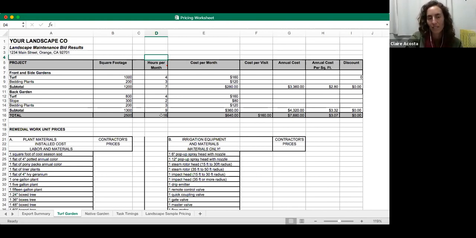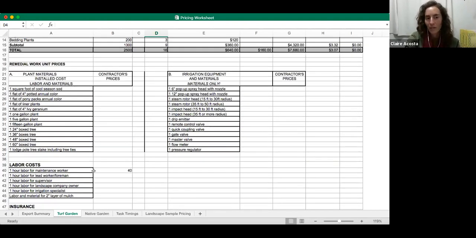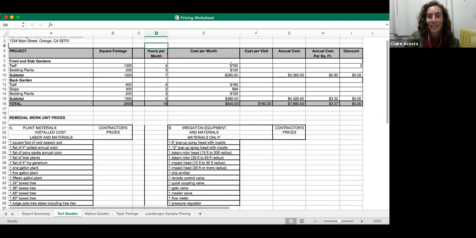You've got a total of 16 hours per month for this site, which is technically about 4 hours per visit, right? Because we're saying this maintenance schedule is weekly. So 16 hours means 4 hours per visit. And then down below, we have labor costs. This maintenance worker is $40 an hour, let's just say.